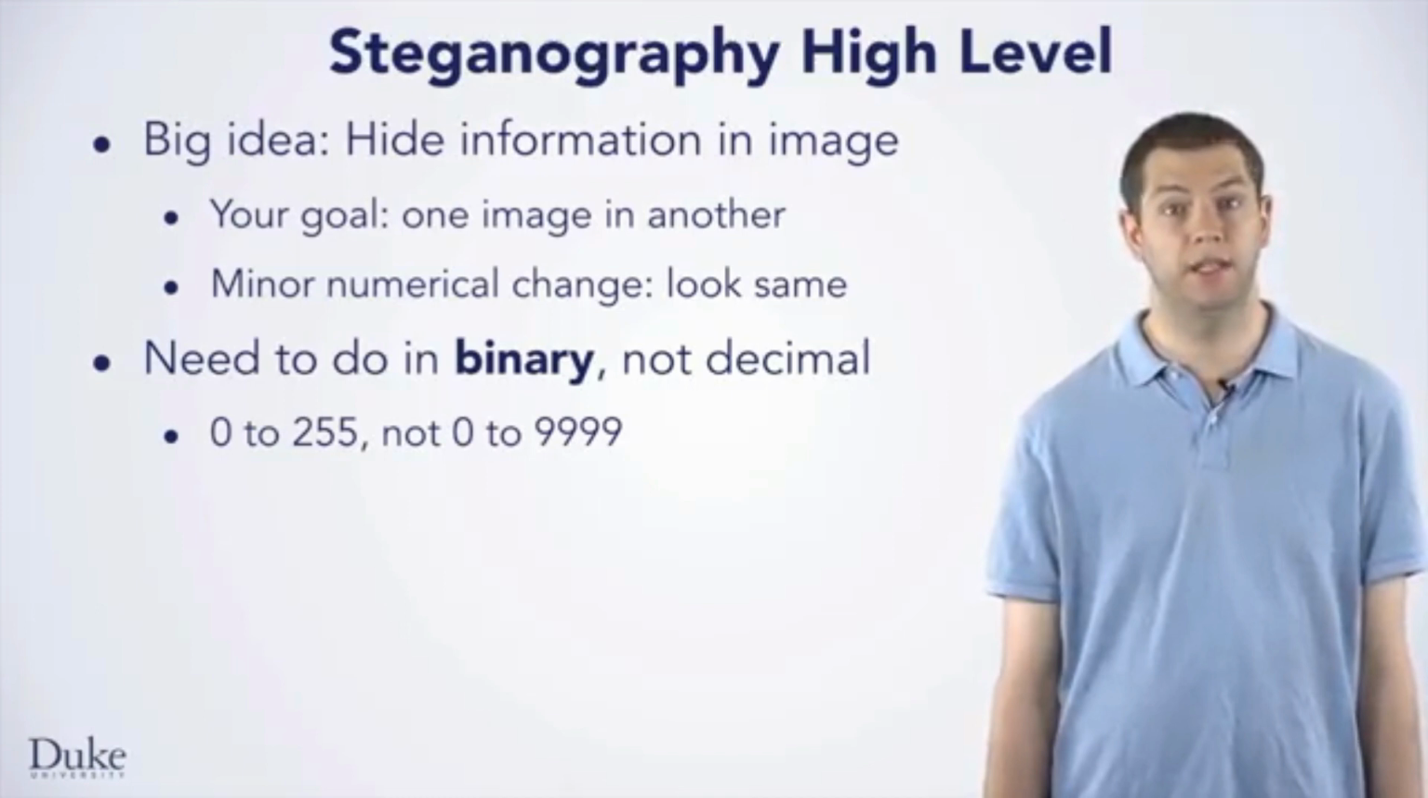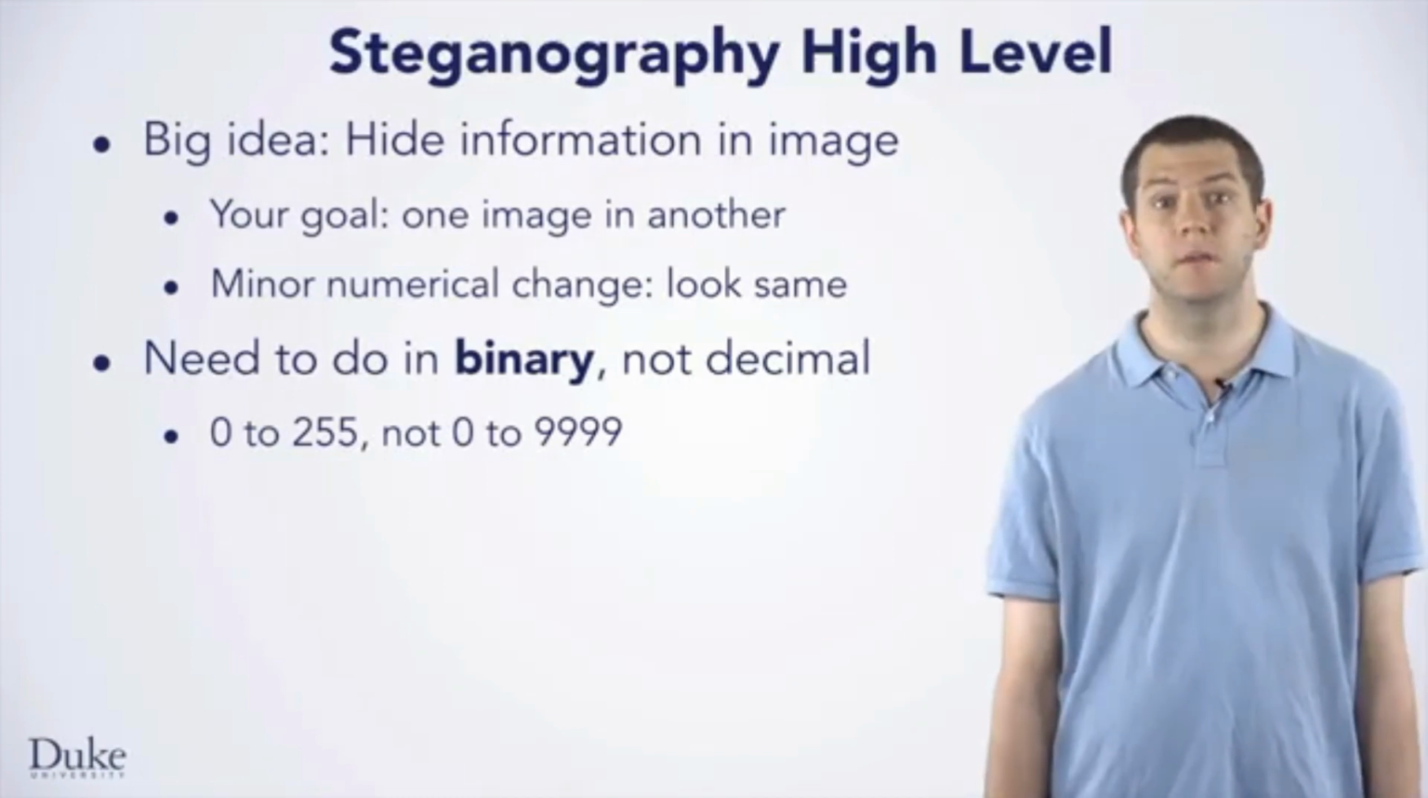However, to implement this in code, you're going to need to learn a little bit about binary, the base 2 number system the computer uses, which is why the color values go from 0 to 255 instead of the 0 to 9999 that we just worked with.